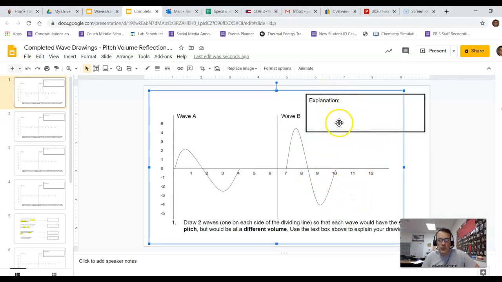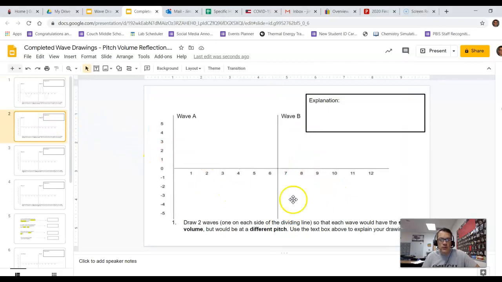I'm not going to type in the explanations because you guys should be able to do that. So I've got 2 waves. They have identical wavelengths, so that's going to give them the same pitch, but they have a different volume, so this one's going to be louder. If we move on to the next one, I want to do the same volume but with a different pitch.